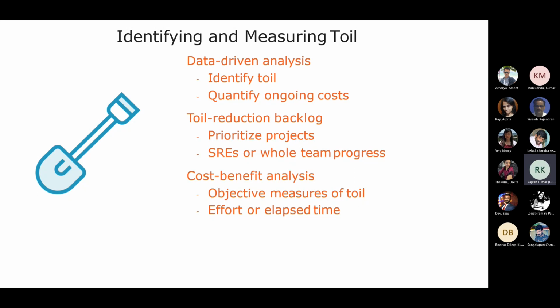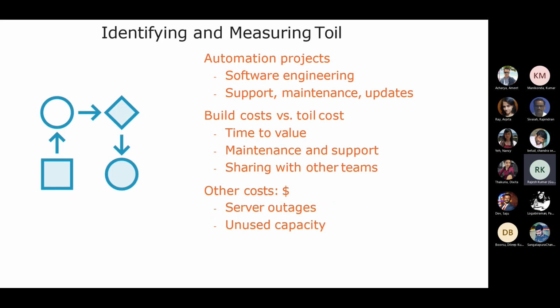For each toil, you will do this, and then based on that, prioritize. You will also see automation projects, software engineering, support, maintenance, updates, and how much of that is required. Let's say I automate today. I can do anything. You can do anything, you are all engineers. But you have to maintain it also, right? You have to support it also, you have to upgrade it also. So is the cost really required for that?